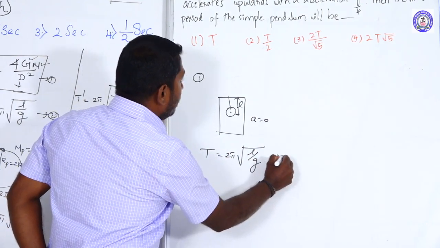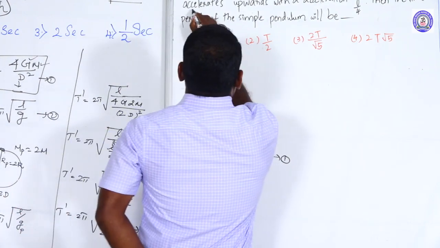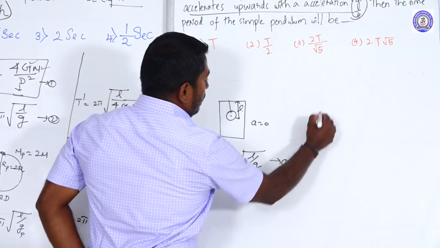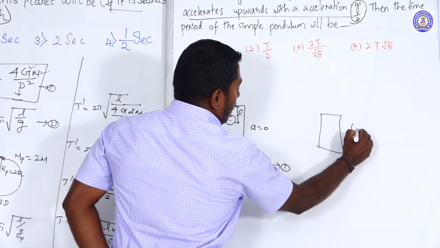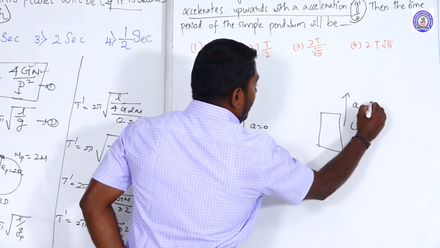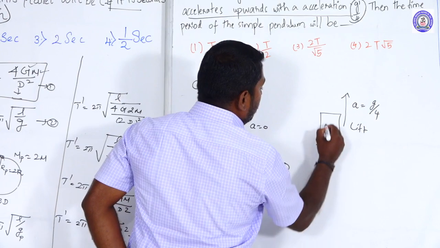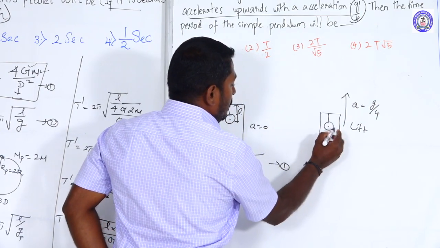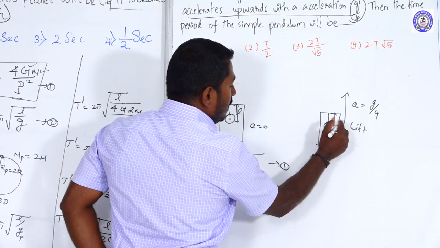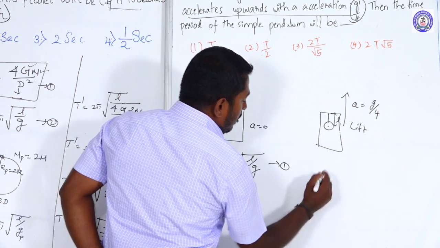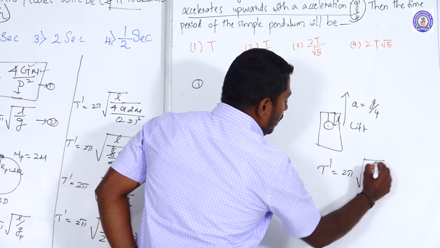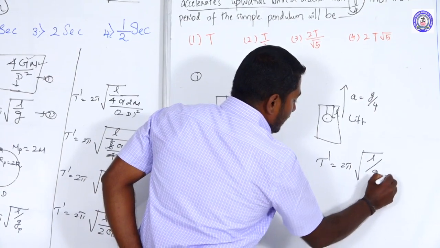Equation number 1. But in the second case, the lift accelerates upwards with an acceleration g divided by 4. Now the lift accelerates in the upward direction with the constant acceleration a is equal to g divided by 4. Then the simple pendulum experiment is performed inside the accelerating lift by the observer. Time period t prime is equal to 2 pi square root of L divided by g effective.